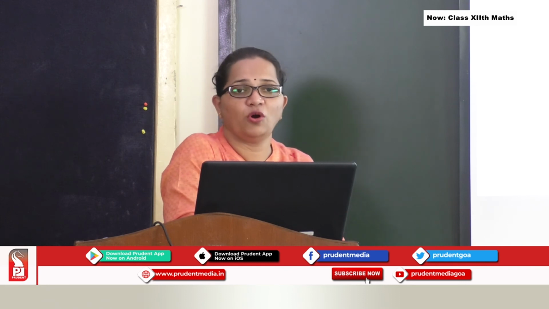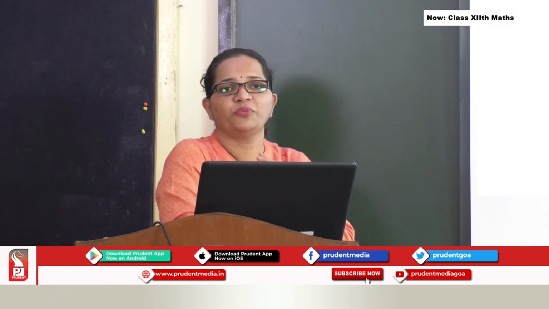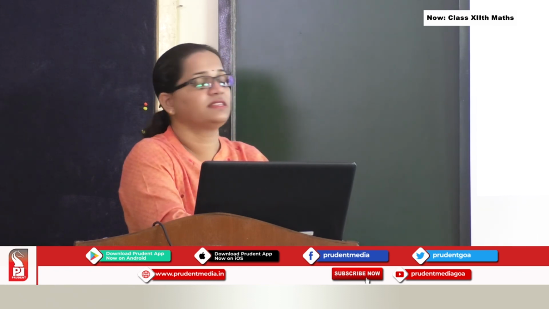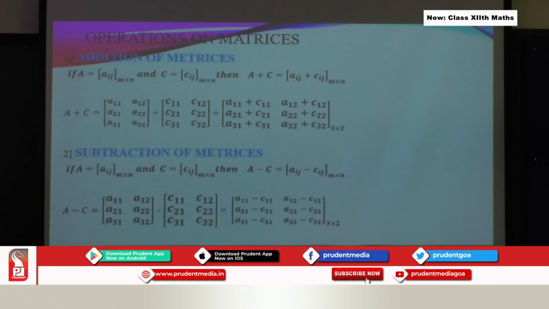Operation on matrices. When you talk about operations on matrices, there are different rules, different procedures or protocols we need to follow, and let us start with the first operation, that is addition of matrices. When you talk about addition of matrices, here I take matrix A and matrix C. You can see the order of the first matrix is equal to the order of the second matrix. This is a very important criterion. When you add two matrices, the order has to be the same, otherwise the addition is not possible.